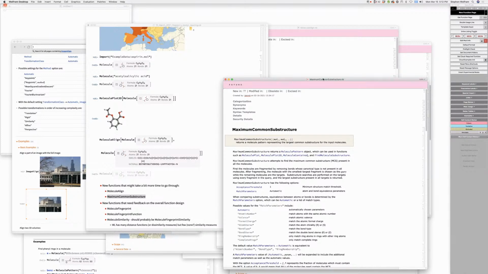Okay. Molecule pattern representing the largest common substructure for the input molecules. By the way, you could call it max common substructure. We've done that a number of times. But I don't know, it sounds right to call it maximum common substructure. I think it should be molecule maximum common substructure.